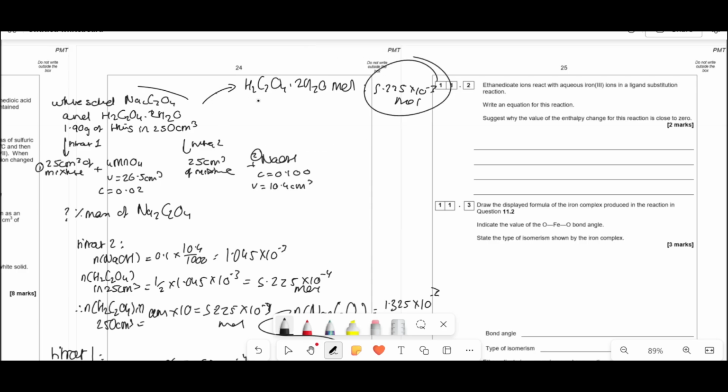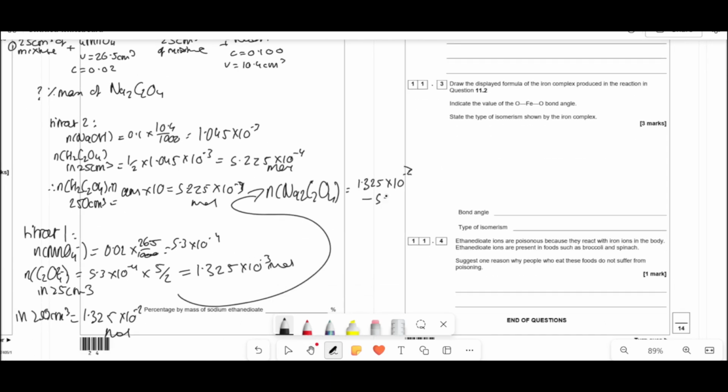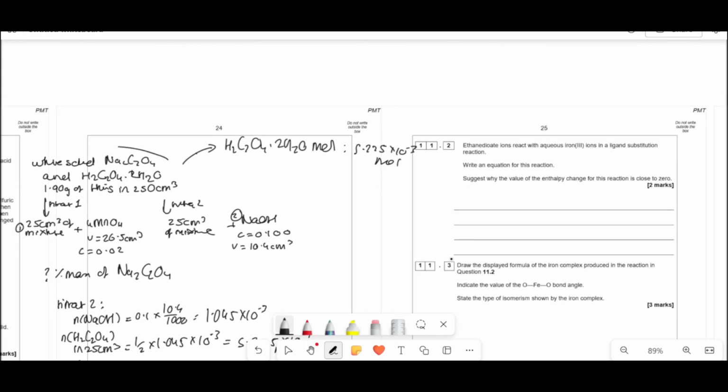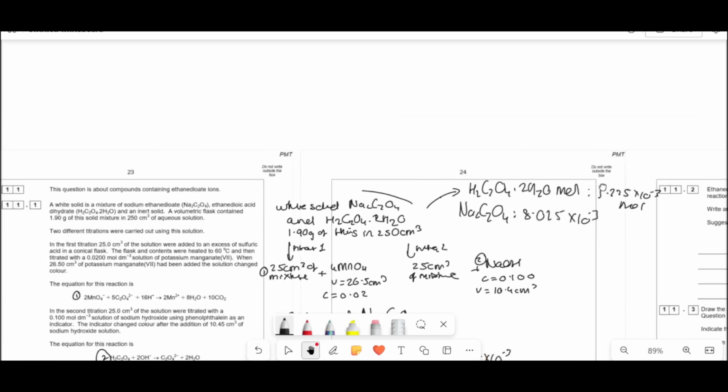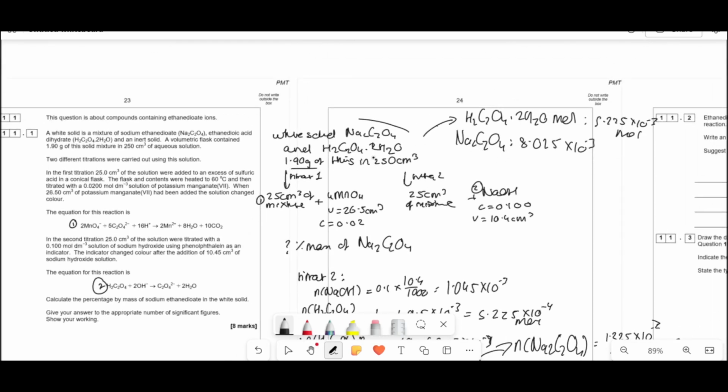We know that this many moles of whatever this mysterious mixture is came from here, right? So it's going to be minus the 5.225 times 10 to the minus 3, which is going to be 8.025 times 10 to the minus 3. So now I know that the moles of the Na2C2O4 in this mysterious white solid is 8.025 times 10 to the minus 3. Would you look at that? Because the question wants the percentage by mass of this in this 1.9 grams of solid.